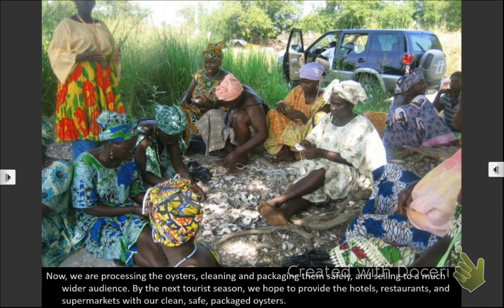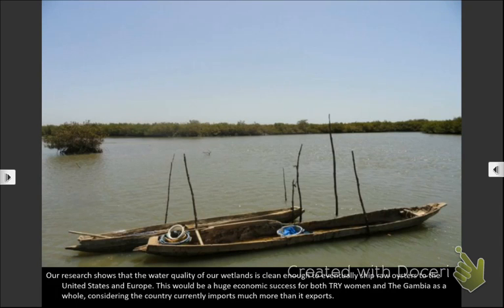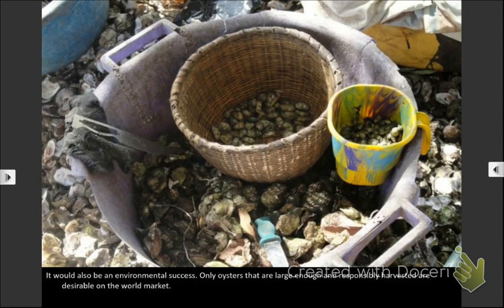By the next tourist season, we hope to provide the hotels, restaurants, and supermarkets with our clean, safe, packaged oysters. Our research shows that the water quality of our wetlands is clean enough to eventually ship raw oysters to the United States and Europe. This would be a huge economic success for both Tri women and the Gambia as a whole, considering the country currently imports much more than it exports. It would also be an environmental success. Only oysters that are large enough and responsibly harvested are desirable on the world market.